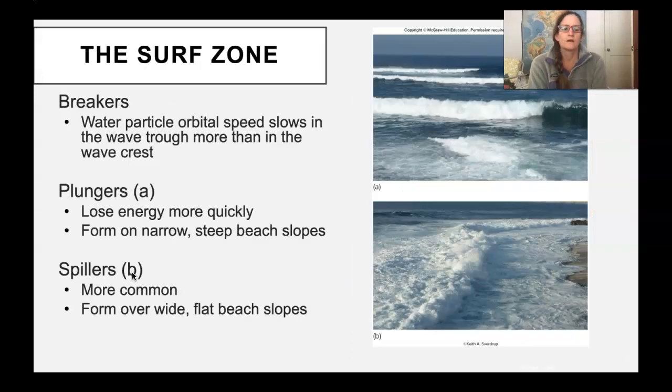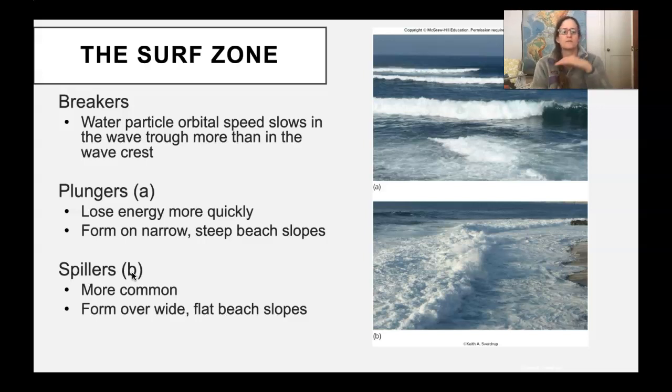Okay. The surf zone. So we went through the deep water, we had intermediate, now we're in shallow water, and now the waves are going to break. There are different kinds of breakers. So with breakers, the water particle orbital speed slows in the wave trough more than the crest. So the trough slows down, the crest just breaks over the top of it. There are different kinds. There's plungers where you've got the wave cresting over and you lose more energy more quickly, and these are forming on narrow, steep beach slopes.